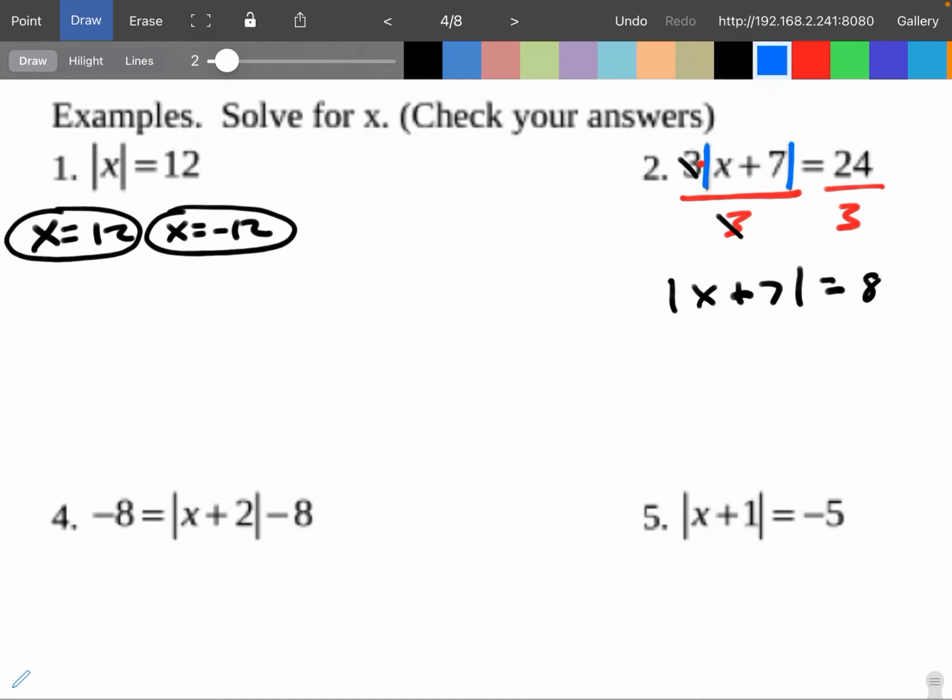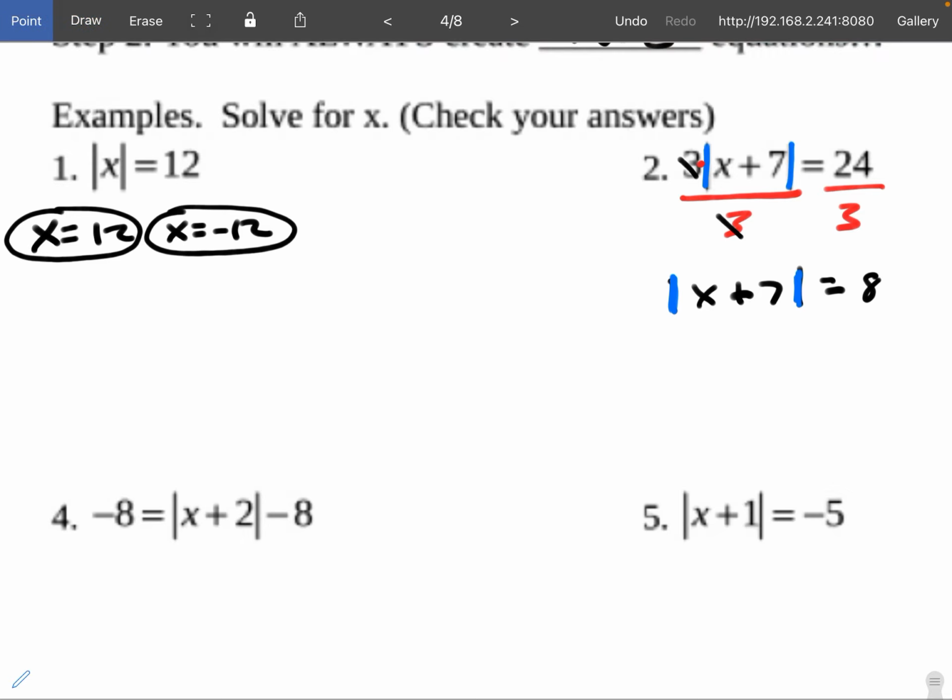So I've got the absolute value of x plus 7 equals 8. And the question I asked is, is this thing by itself? Yeah. I don't care what's inside of it. I'm just saying, is the absolute value the only thing on the left-hand side? And the answer to that is yes.